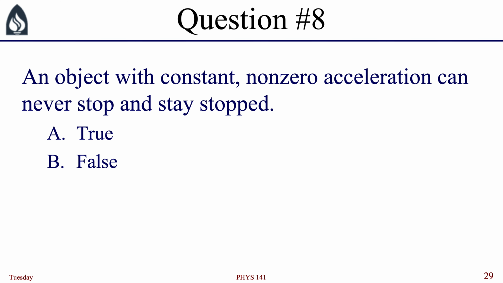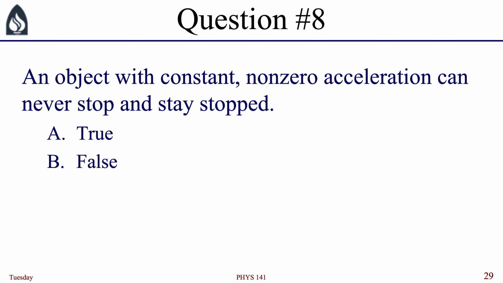Okay, so now that you've had some time to think about this question, let's take another look. An object with constant non-zero acceleration can never stop and stay stopped. So if an object has a constant non-zero acceleration, that must mean that its velocity is always changing. If something is stopped and it remains stopped, then the velocity is zero, and it has to stay zero. But if there's an acceleration, a velocity can never stay zero, it has to change.